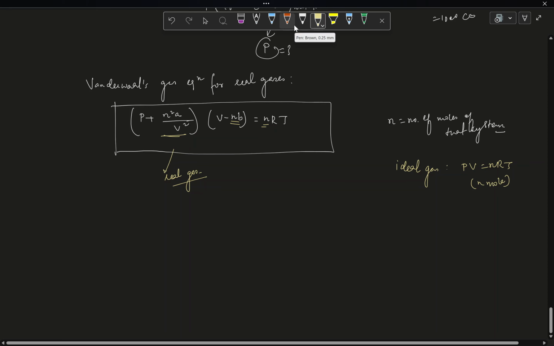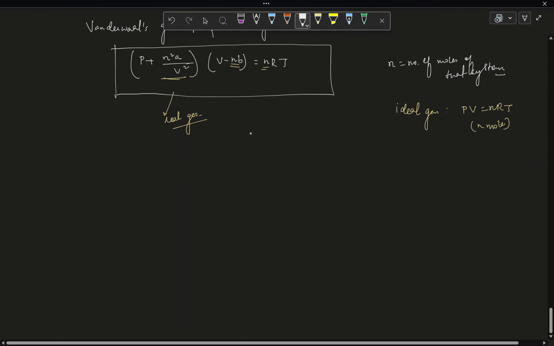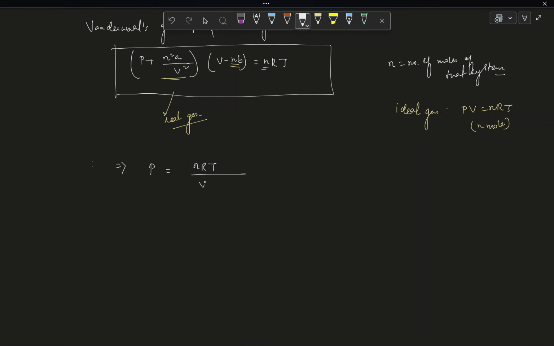And now we can determine the pressure easily, because we just have to derive step by step that your pressure is equal to nRT/(V − nb) − n²a/V².